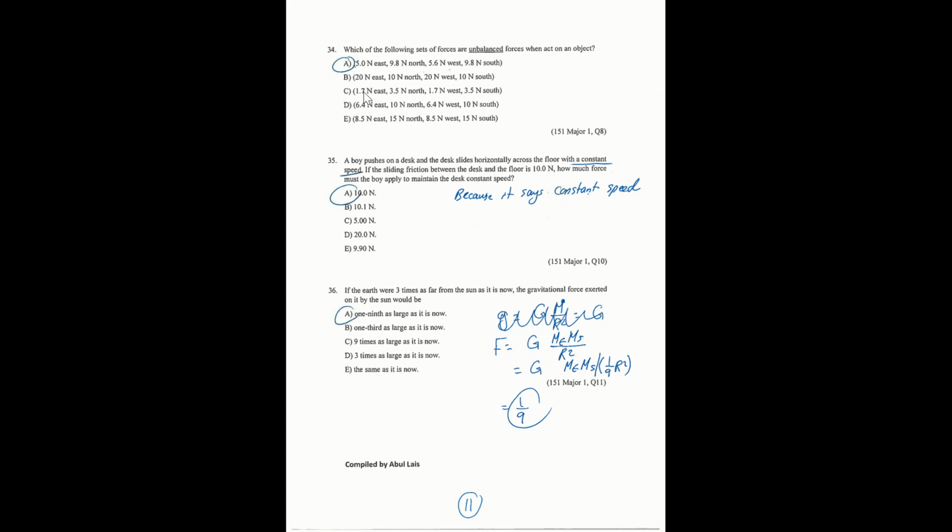So what you need to do is check east and west, north and south, and see if they can cancel each other. If they cancel each other, then it will be balanced forces. But if they cannot cancel each other, then it would be an unbalanced force. So here you can see the only option that does not cancel is option A, because here you have 5 newtons, here you have 5.6 newtons. So the east and the west will not cancel each other.